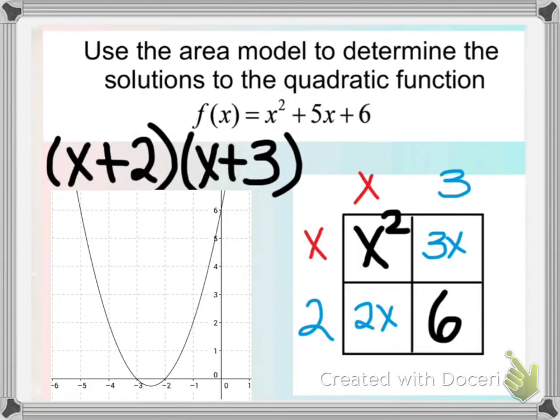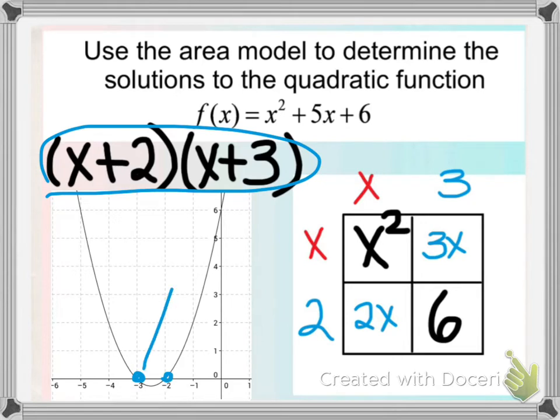So these are the factors of my original simplified expression. Now I also can check it. I know my factors were x plus 2 and x plus 3. What is the relationship between that and the x-intercepts on my graph? That's right. If I substitute negative 3 into here, negative 3 plus 3 is 0. And if I substitute negative 2 in here, negative 2 plus 2 is 0. So that helps me find my factors.